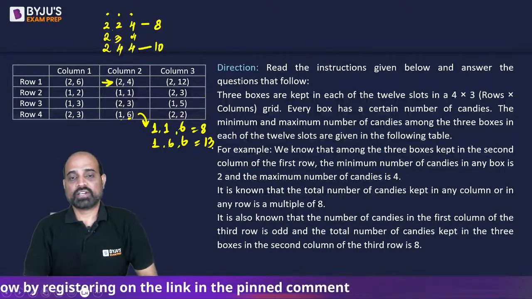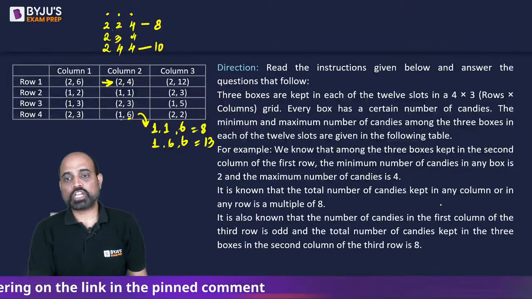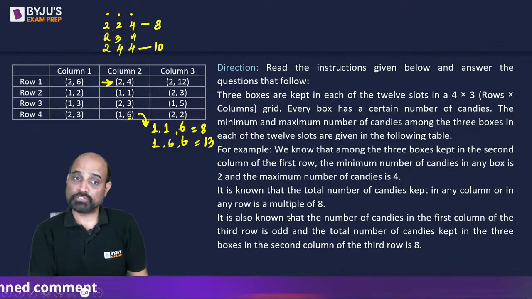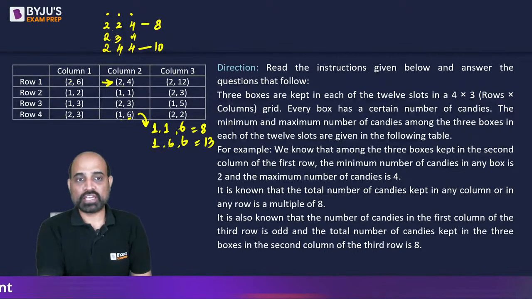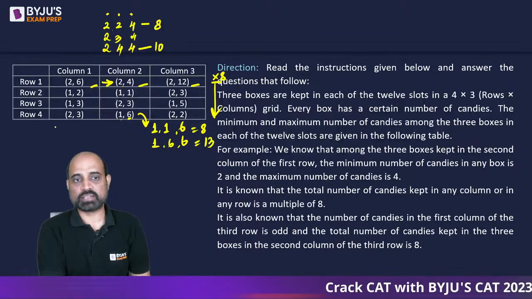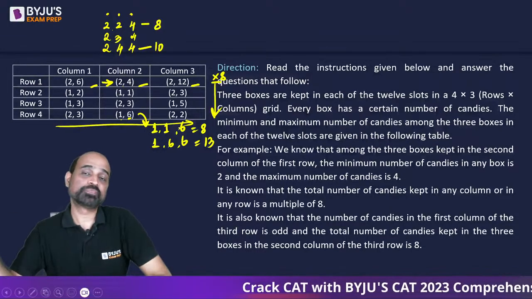Okay. It is known that the total number of candies kept in any column or in any row is a multiple of 8. So if we add the total number of candies in each row, it should be in the table of 8 throughout. And similarly, it is true for all the columns.